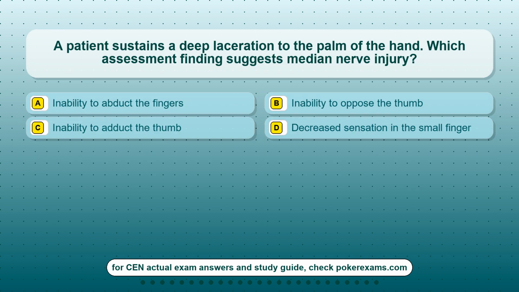Question 23. A patient sustains a deep laceration to the palm of the hand. Which assessment finding suggests median nerve injury? Option A. Inability to abduct the fingers. Option B. Inability to oppose the thumb. Option C. Inability to adduct the thumb. Option D. Decreased sensation in the small finger.